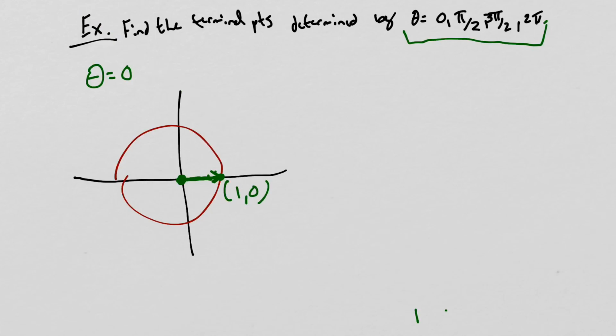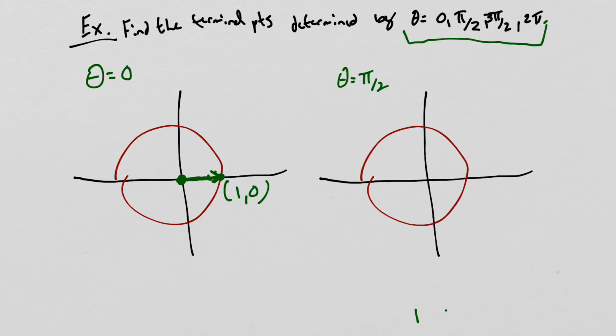For the terminal point determined by pi divided by 2, we can go ahead and again draw the angle. The angle determined by pi divided by 2 looks like the following. Then the terminal point associated to pi divided by 2 is the point 0, 1. We have 2 more terminal points.